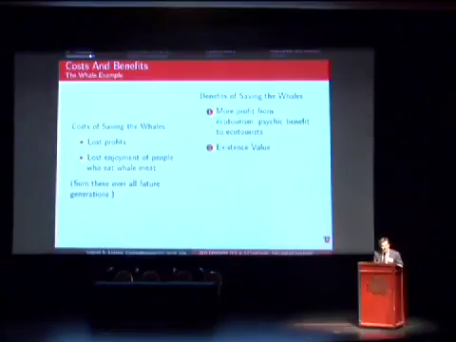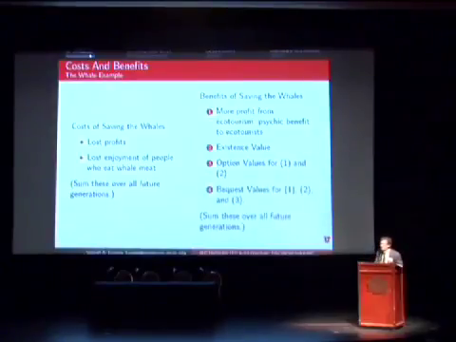Existence value means that there are people who care about the whales, even if they aren't ecotourists, and that has to be taken into account. Their valuing of just knowing that whales are around, even if they never see the whales. Option values means you value the ability to do number 1 and number 2 in the future. And bequest value means you may care about the ability of future generations to do number 1, number 2, and number 3.